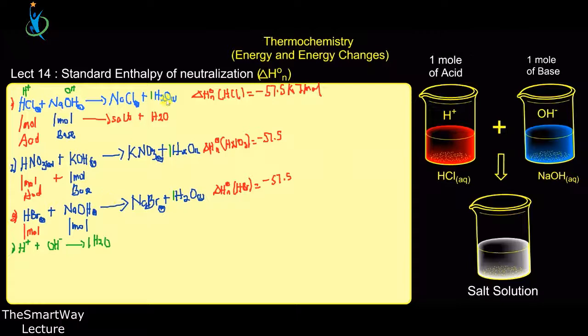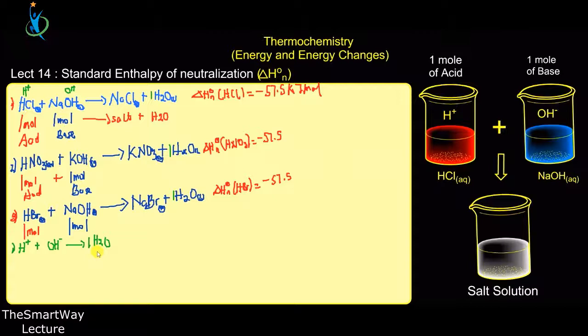You can see from the reaction that when 1 mole of a strong acid reacted with 1 mole of a strong base, 1 mole of water was produced in all three reactions. And so we can define standard enthalpy of neutralization as the amount of energy liberated when 1 mole of water is formed from the H plus ion from an acid and the OH minus from a base. This is what I have written over here. We can also define it like that.